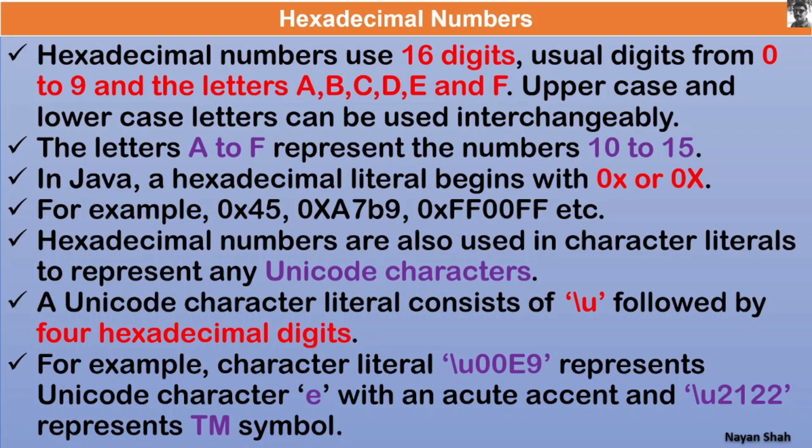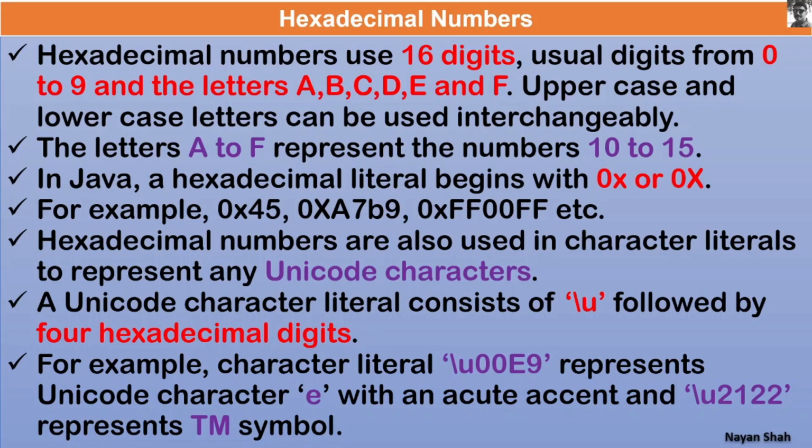In Java, a hexadecimal literal begins with 0x or 0 capital X. So whenever a number begins with 0x or 0 capital X, the Java compiler treats that number as a hexadecimal number. For example, 0x45, or 0xA7B9, as you see, because A, B, C, D, E, F are part of the hexadecimal number system. So it is a valid number.